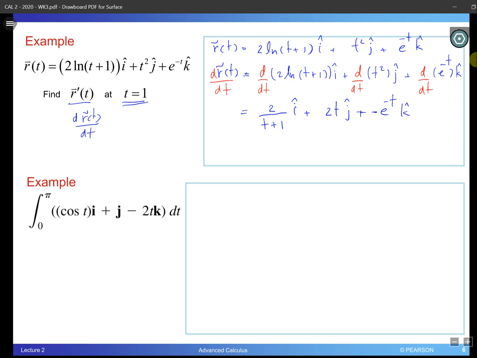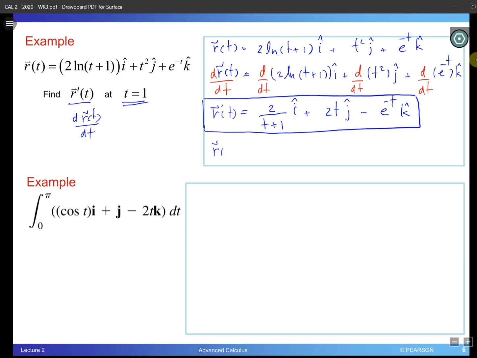What if I change this to minus? This looks better. So what you see right here is r prime of t, the first derivative of this vector function r of t. So let's put a box around it. Okay, and the next thing we need to do is to find this first derivative at t equal to 1. So let's put t equal to 1 in.